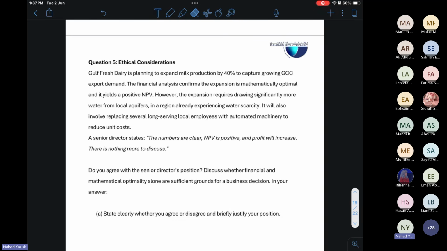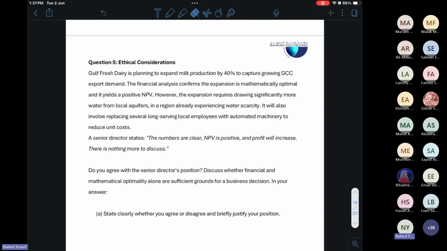A senior director states, the numbers are clear. The NBV is positive and the profit will be increased. There is nothing more to discuss. What do you think? Is this legal? Is it ethical? Just thinking about the NBV and the profit, not thinking about the water security that we got, not thinking about the employees if we replace them with machines.